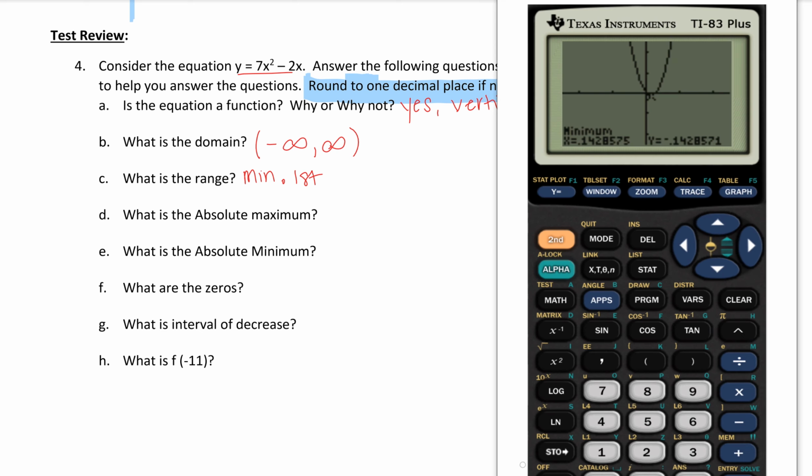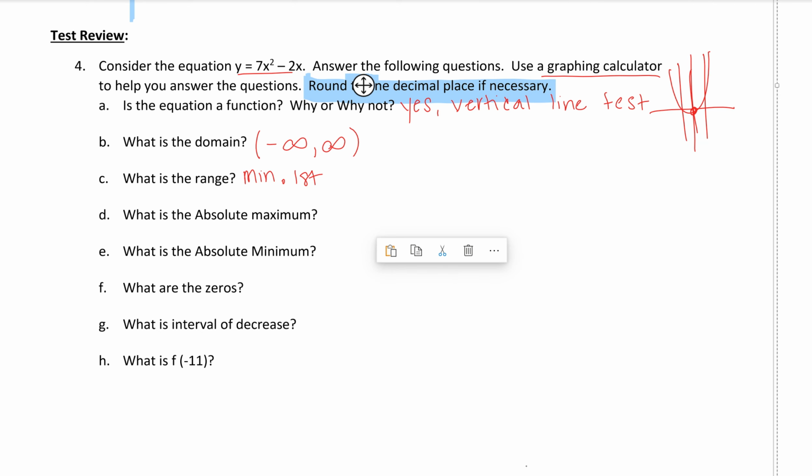Looking at my graph, it tells me that I have 0.14 and then negative 0.14. Well, it told me to round to 1 decimal place, so those actually round down to be 0.1 and negative 0.1. So my minimum is 0.1, comma, negative 0.1. Okay, if you have to, or if you like to, you can also choose 0.1. Depending on the teacher, some people like it this way. So we know that we have a minimum at this point.